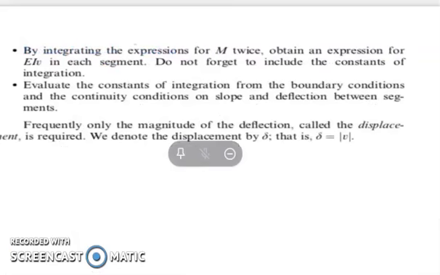The third step is to integrate the expression for M twice to obtain the expression for EIv in each segment. Do not forget to include the constants of integration. This means that you have to make use of the double integration formula. You have to integrate our bending moment twice, and as you integrate, do not forget to include our constants C sub 1 and C sub 2. Those are the constants of integration.